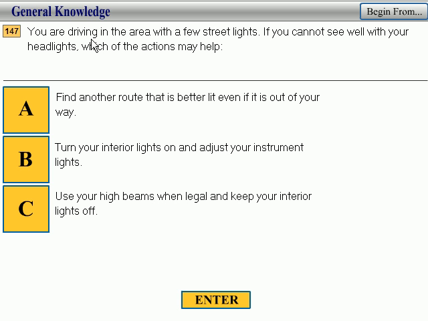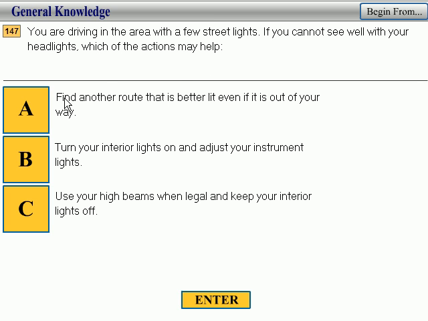147. You are driving in an area with a few street lights. So apparently maybe you're driving at night. Maybe that's assumed, that you're driving at night or in low light conditions. If you cannot see well with your headlights, which of these actions may help?